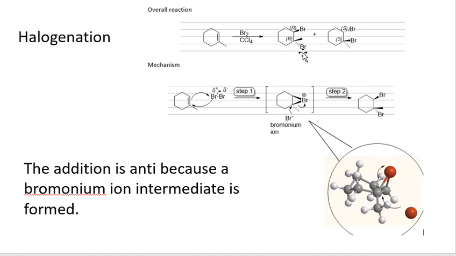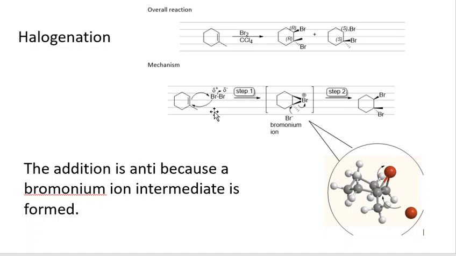So overall, here are the products of our halogenation reaction. And the reaction is anti. In other words, a bromine or a halogen adds to one side of the double bond and the other bonds to the other side. And you can really see that when your alkene is in a ring.